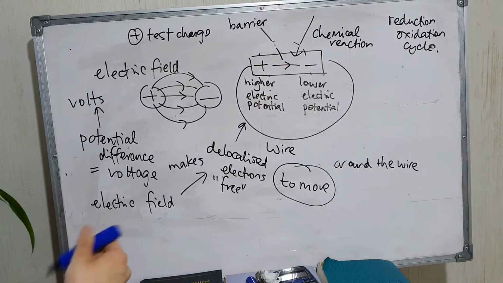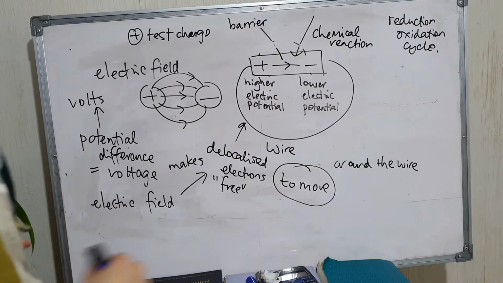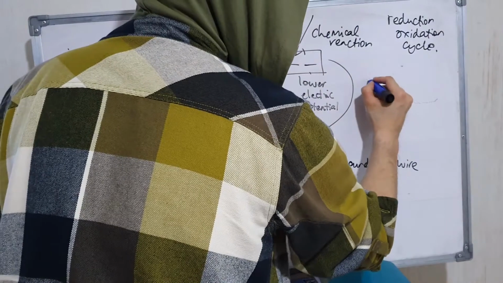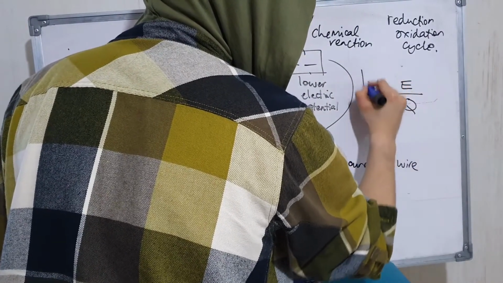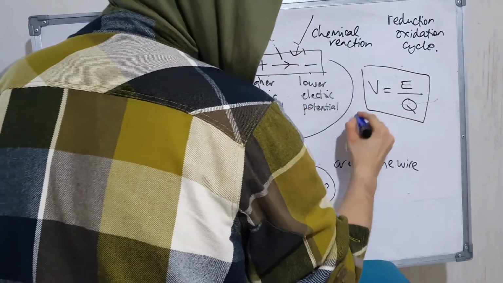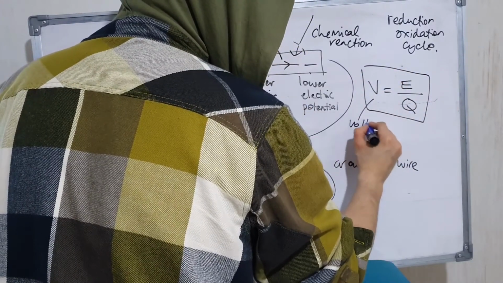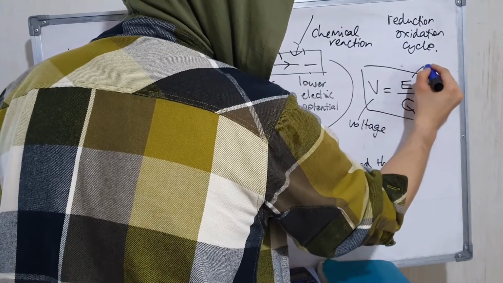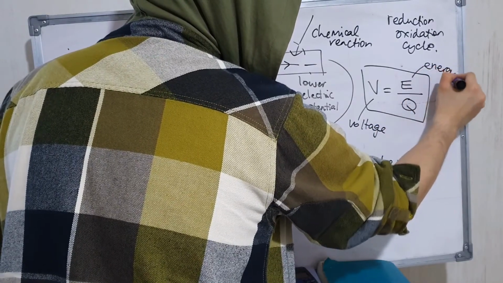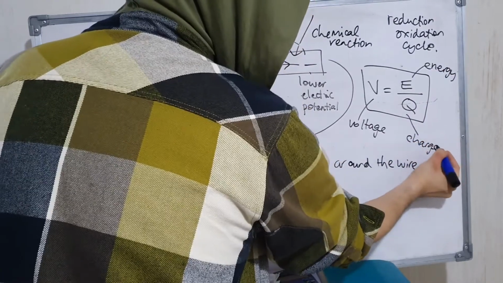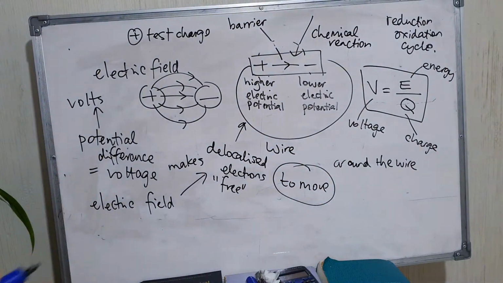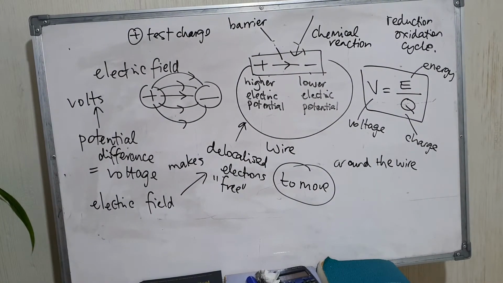Now, what is the equation for energy, charge, and voltage? So the definition for voltage is energy divided by charge. So V is for voltage, E is energy, and Q is for charge. That is the equation for voltage. So voltage is energy per charge.